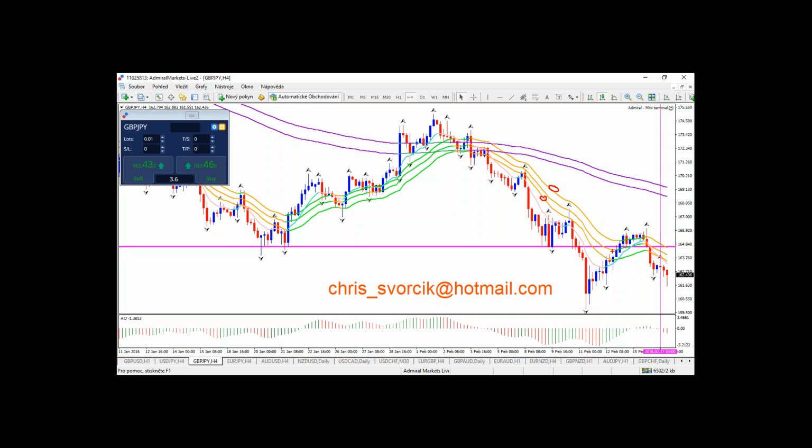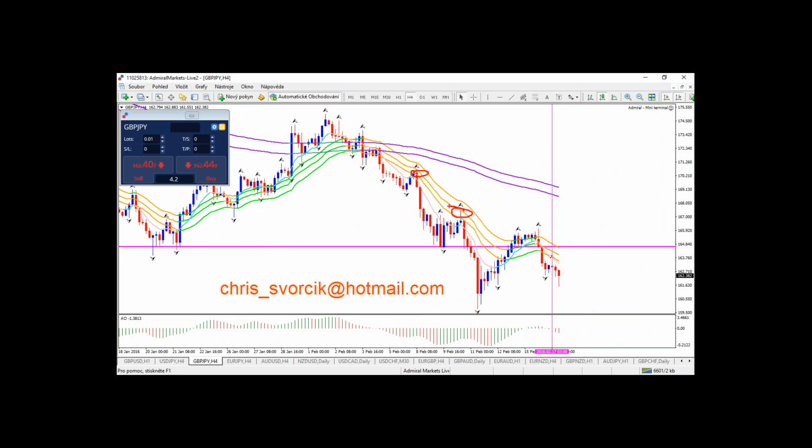It's not to scale in, no. But it is to understand that this pullback is sufficient, this pullback is sufficient, and even this one.